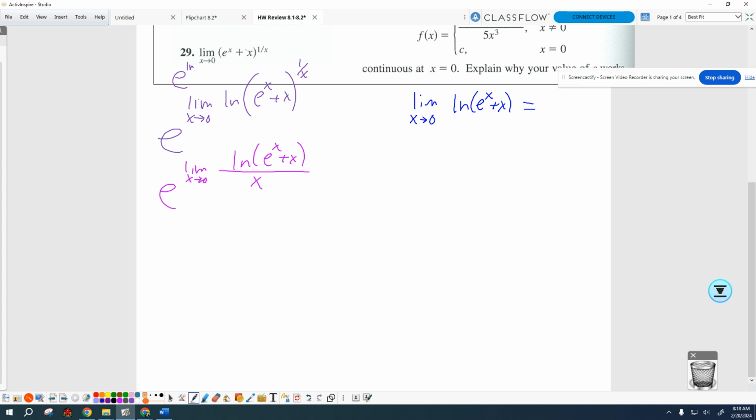So what is that going to become? 0, is it 1? What is it? 0. E to the 0 is 1 plus 0, so natural log of 1. E to what power is 1? I agree. 0.